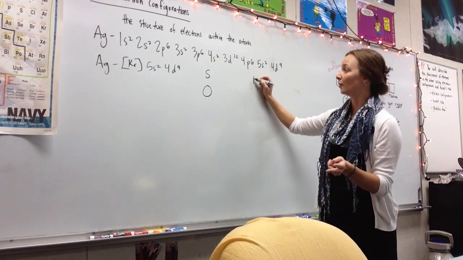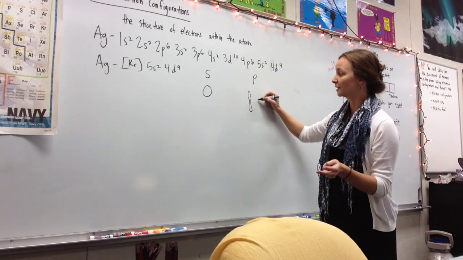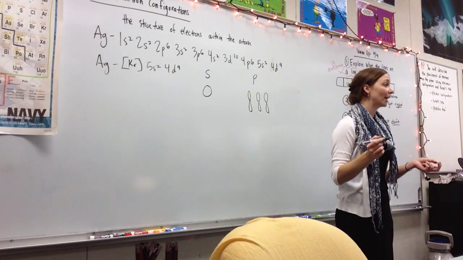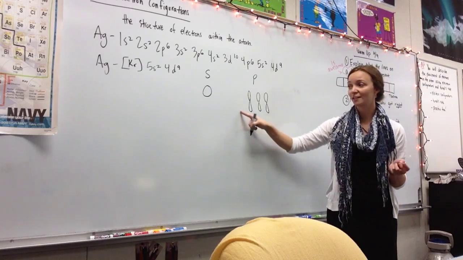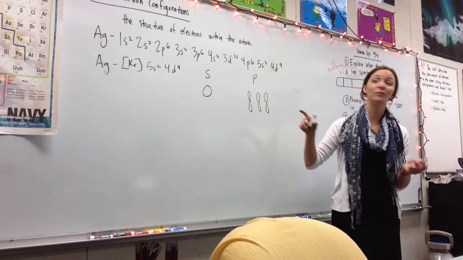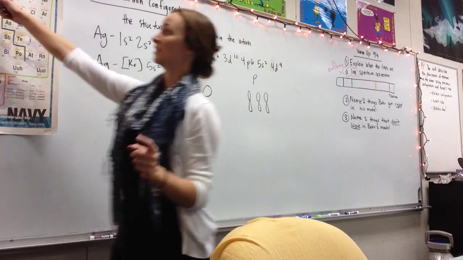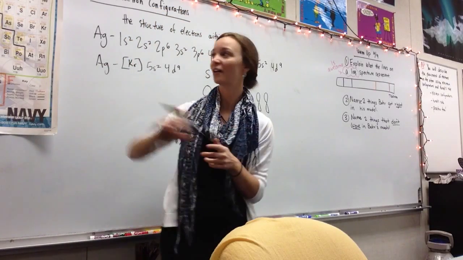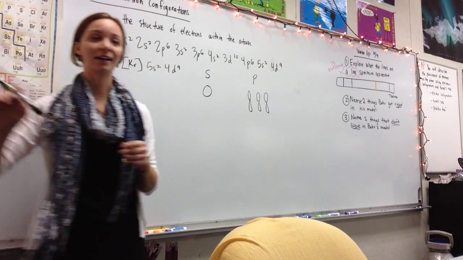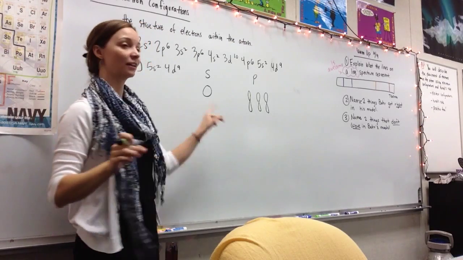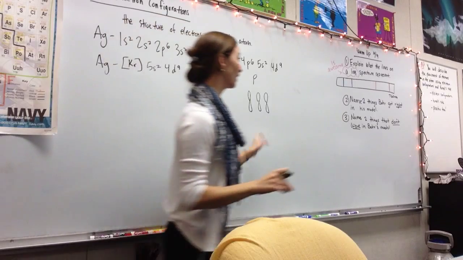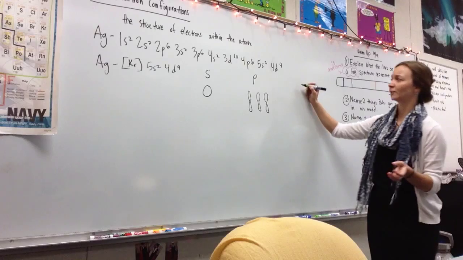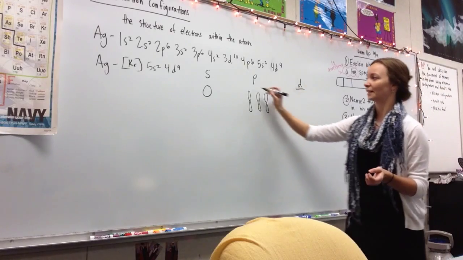The p orbitals are like dumbbell-shaped, and there's three of them. Each of them can hold two electrons, so the total number of electrons that the p's can hold is 6. Lo and behold, 1, 2, 3, 4, 5, 6. Along with 2 in the s section, there's actually a correlation there.